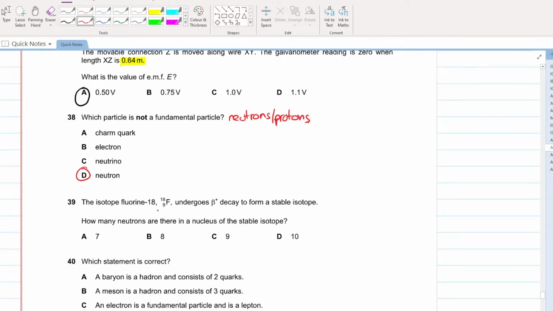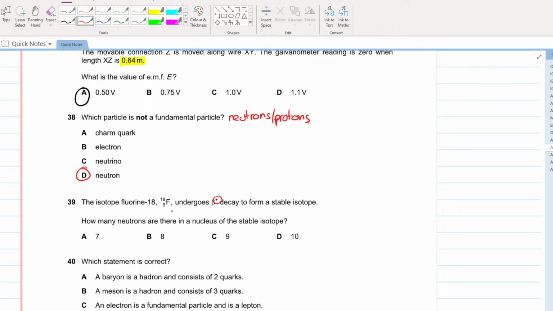Let's further move ahead. The isotope fluorine-18 undergoes beta positive decay to form a stable isotope. Always remember whenever you have a beta positive decay, आपका क्या होता है? Proton number decreases by 1. How many neutrons are there in the nucleus of the stable isotope? Perfect. So the fluorine isotope undergoes beta positive decay to form a stable isotope.